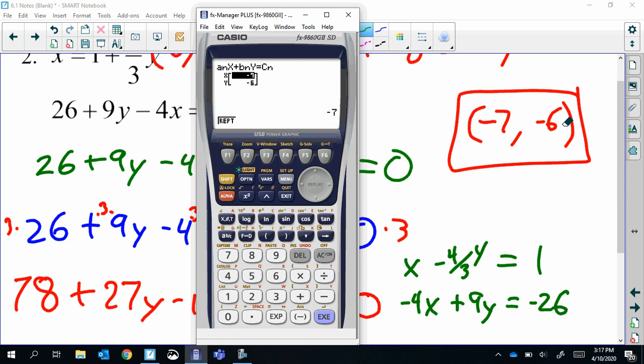So either way, solving it by hand, you can also solve it with the calculator if you have your calculator available to you.